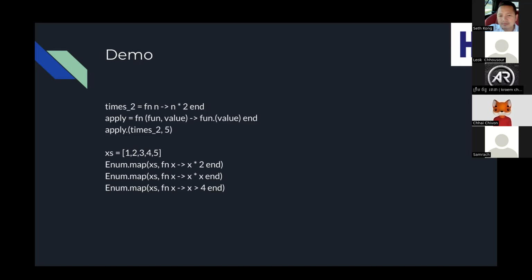Times by 2. Okay. 1 times 2 is 2. Okay. And then 2 times 2 is 4. 3 times 2 is 6. 4 times 2 is 8. 5 times 2 is 10. After it is done, it returns the collection of data with the transformed values. So you get a new list with different values.